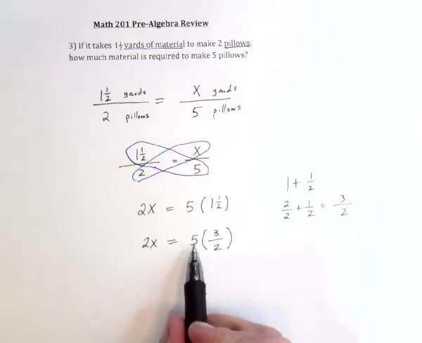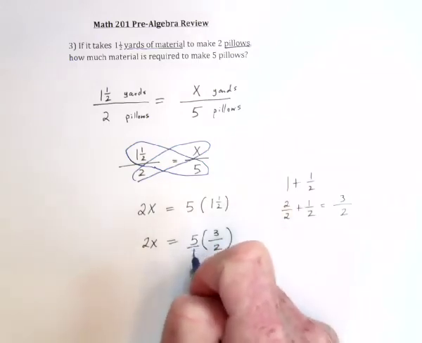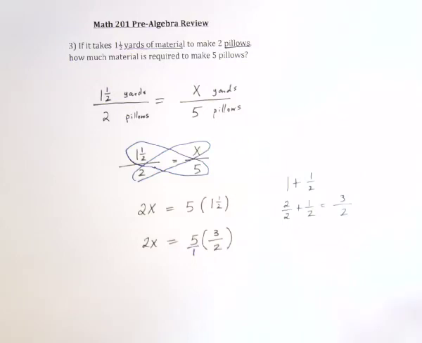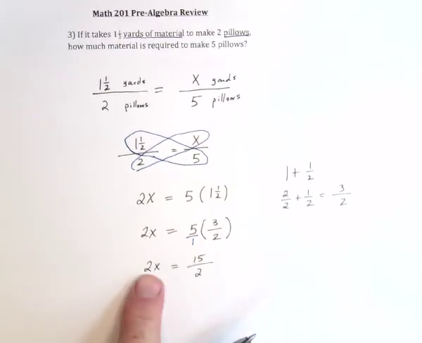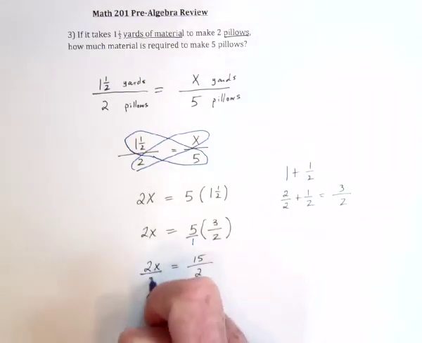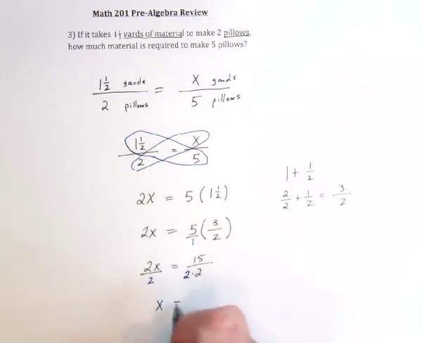Then to multiply, essentially what we're doing is multiplying fractions, because the 5 could be viewed as 5 over 1. The rule for multiplying fractions is you multiply on the top, 15. You multiply on the bottom, 2. Then there's just one last step, and that is to get rid of this 2, divide both sides by 2. So that means divide by 2, put a 2 in the denominator. Divide by 2 puts another 2 in the denominator. So then x is 15 fourths.